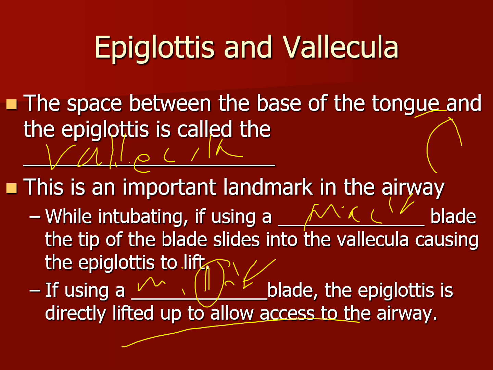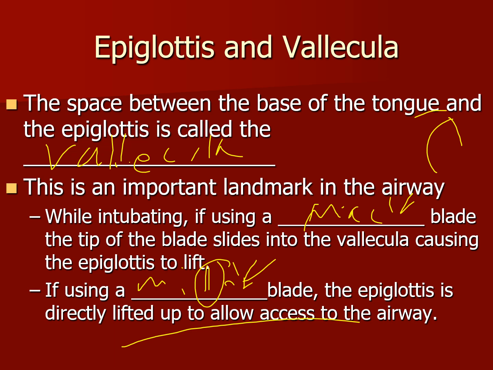So the big advantage of a Miller blade is we can usually get a better view if someone's airway is very anterior and we're having trouble seeing the vocal cords. If we're having trouble managing the tongue overall, then the Mac blade is a lot better at managing the tongue and getting the tongue out of the way. So it just sort of depends on the situation.